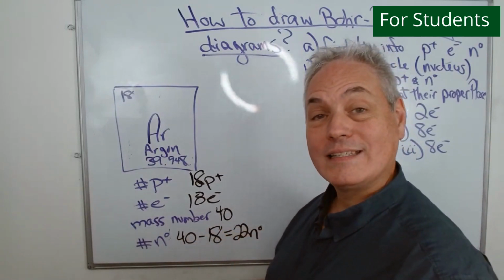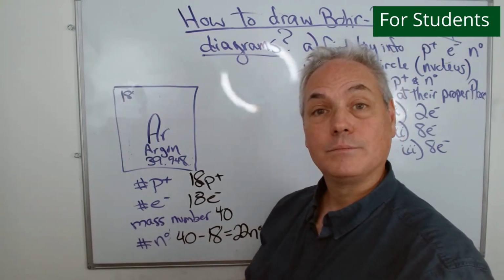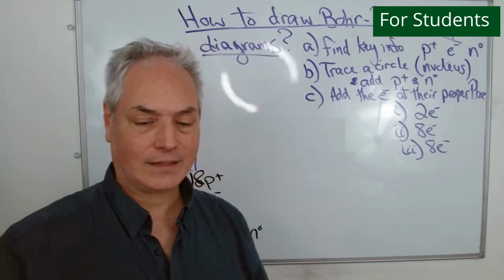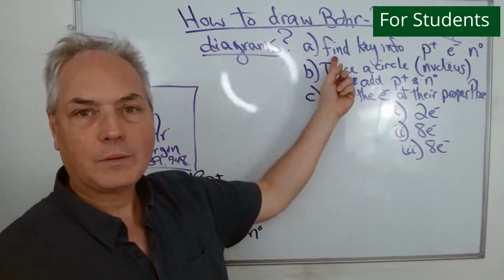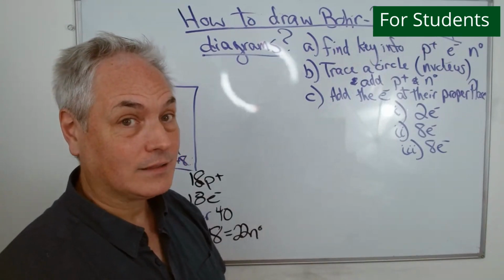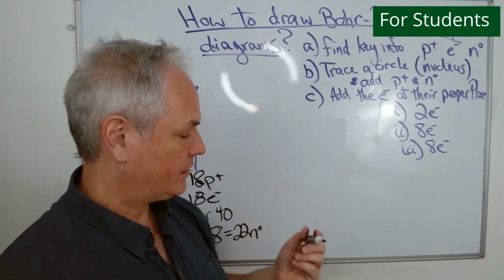So from what I can see, I have 22 neutrons in an argon atom. So let's see if I can do the Bohr-Rutherford diagram of this atom. Here, if you look, we were able to find the first piece of information, which is the information about my atom. Second, I'm going to do the circle that represents the nucleus.